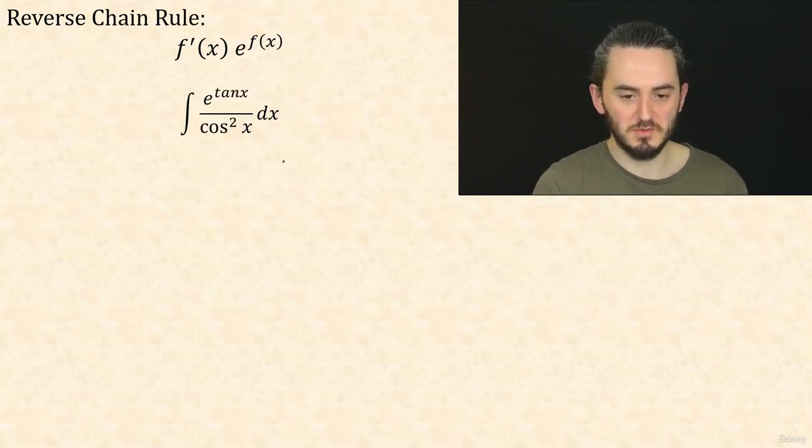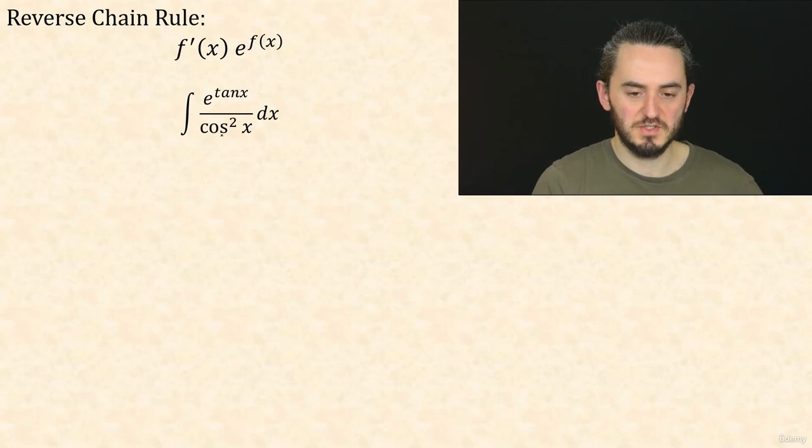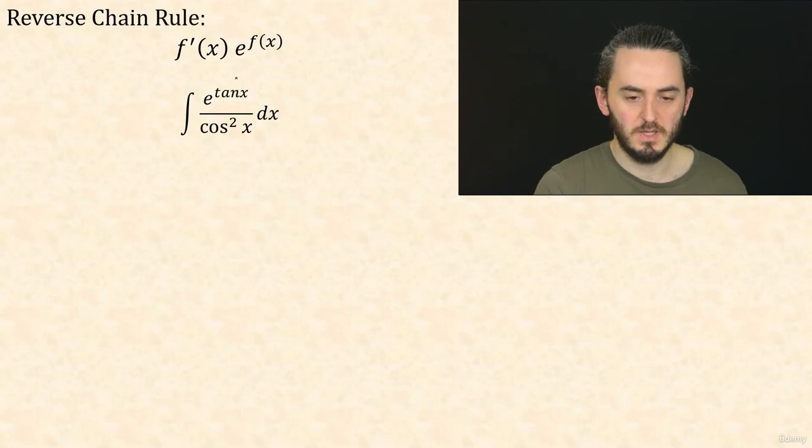Onwards with some more examples. And if you're feeling brave, do have a go at this one. So e to the tan x divided by cos squared x. Well, I do not obviously have the right form. I've got e to the power of a function, but where's the derivative of it? Well, the derivative of tan x is sec squared x.